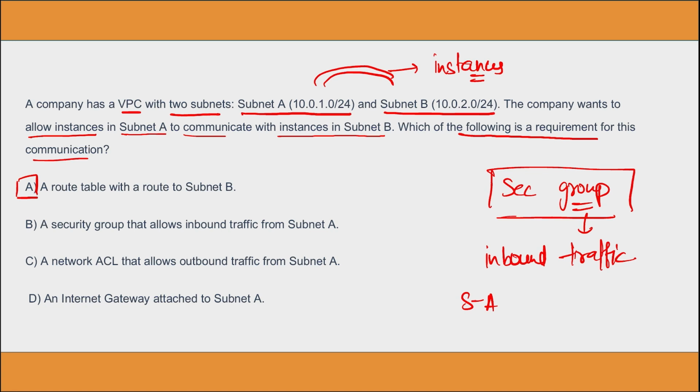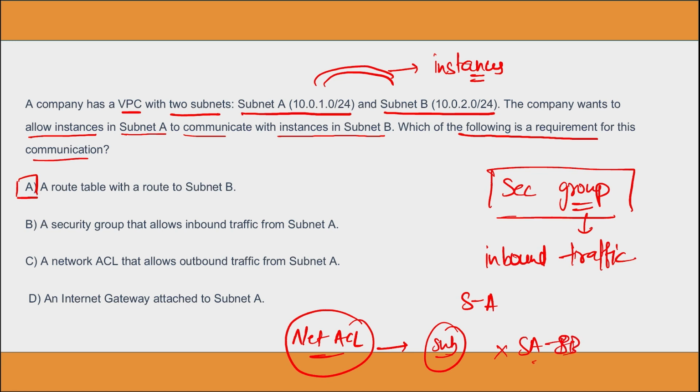Apart from this, a network ACL that allows the outbound traffic from subnet A is also not required, for the same reason, correct? Network ACLs control the traffic at the subnet level and not between the subnets. I repeat, this network ACL will also not be required at subnet A. Why? Because it controls the traffic at the subnet level and not between subnet A and subnet B, correct? And an internet gateway attached to subnet A is not required. Why? This is for communication with the internet and not between these subnets.